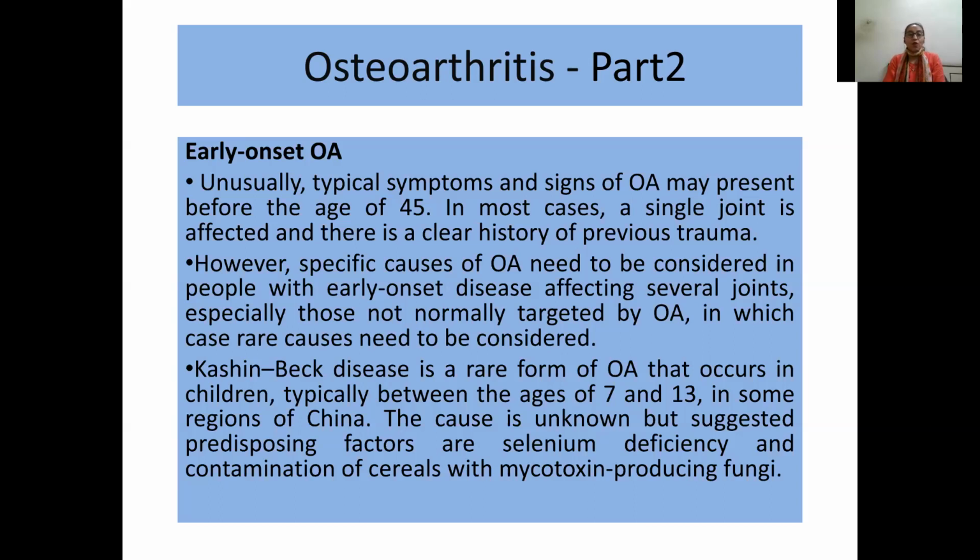There is one rare form called Kashin-Beck disease that occurs in children, typically between the ages of 7 and 13, in some regions of China. The cause is unknown, but suggested predisposing factors are selenium deficiency and contamination of cereal with mycotoxin-producing fungi.